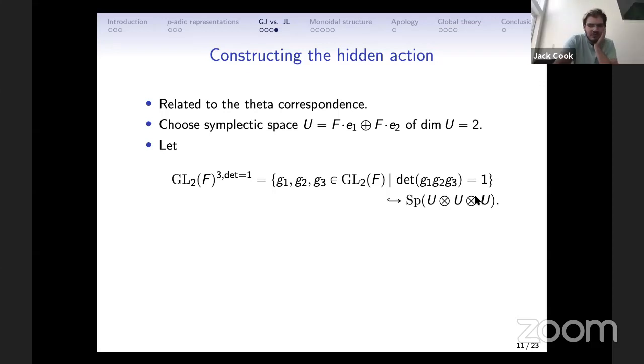So I'm a little bit confused about the dimensions here, because U tensor 3 is going to be 8-dimensional, and you could view SL2F sitting inside GL2F, and that's going to be 3-dimensional, and 3 copies of that's going to be too high to be in here. It's not embedded in U times U times U. It's embedded in the symplectic group of U times U times U. This symplectic group. Okay. Sorry. Okay.